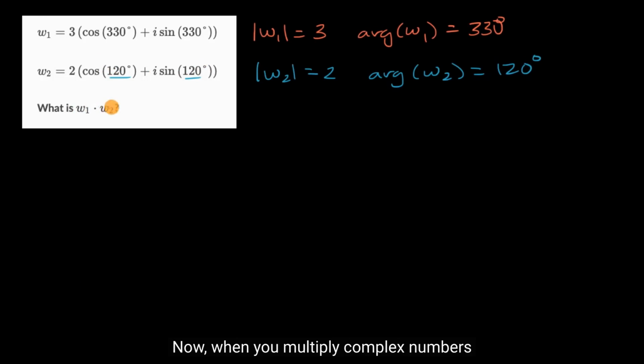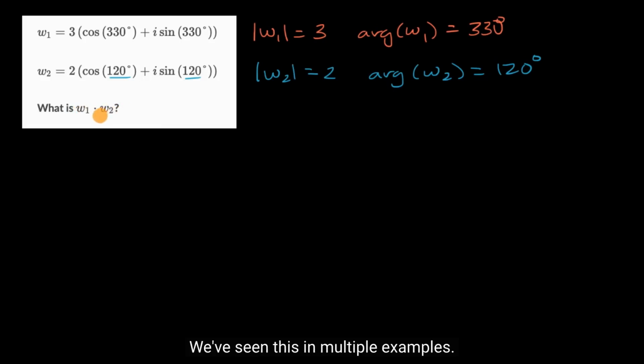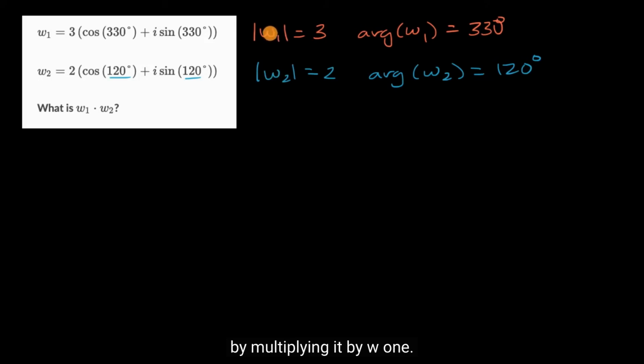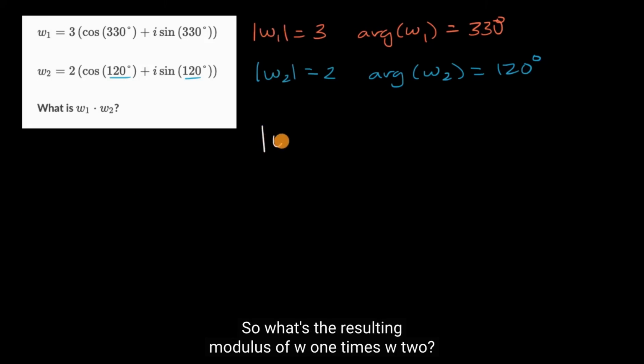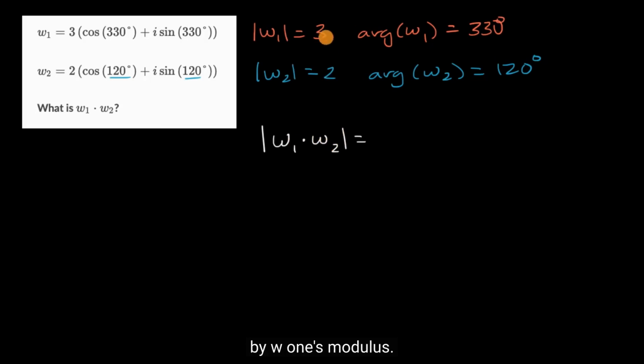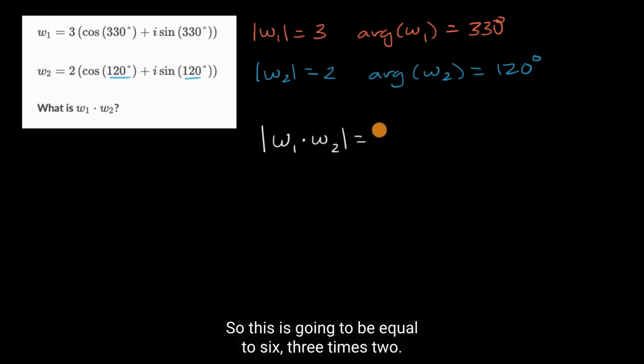Now, when you multiply complex numbers, you could view one as transforming the other. We've seen this in multiple examples. So let's imagine that we are transforming w2 by multiplying it by w1. What is going to happen? Well, let me write it here. What's the resulting modulus of w1 times w2? Well, we're just going to scale up w2's modulus by w1's modulus. Or essentially, we're just going to multiply the two. So this is going to be equal to 6, 3 times 2.